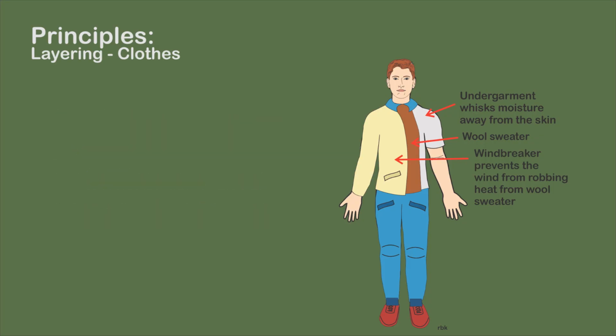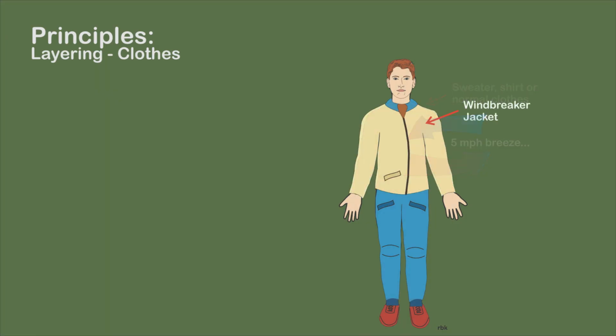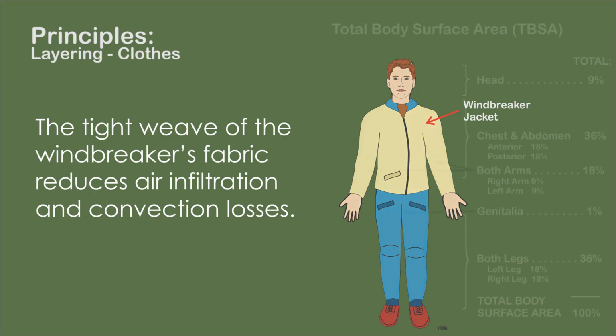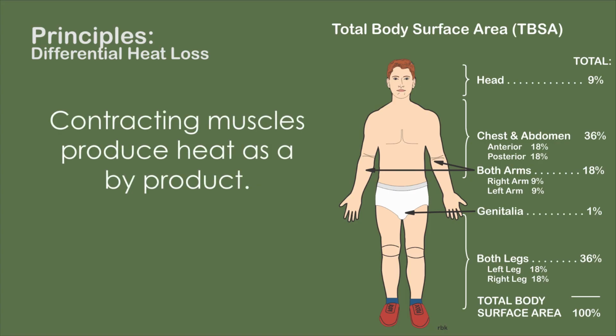The properties of each layer are important. The loose weave sweater can lose up to 50 to 70% of its insulating value in a 5-mile-an-hour breeze. Adding a windbreaker reduces air infiltration that creates a protective microenvironment by creating a dead air space and reducing convection losses. Heat loss is not equal throughout the body.